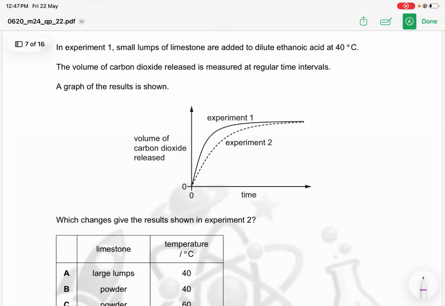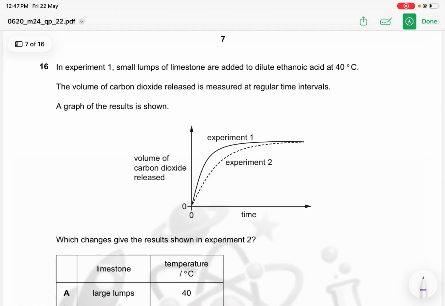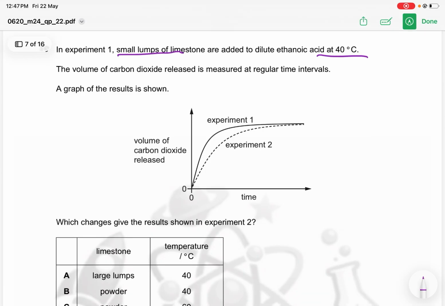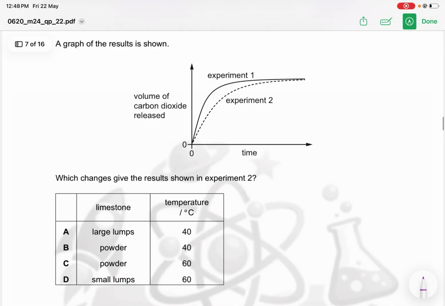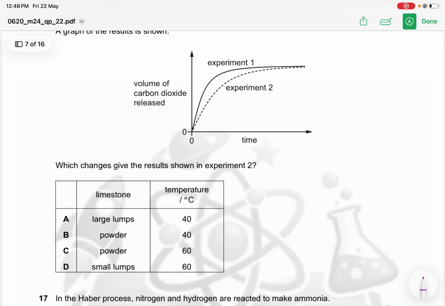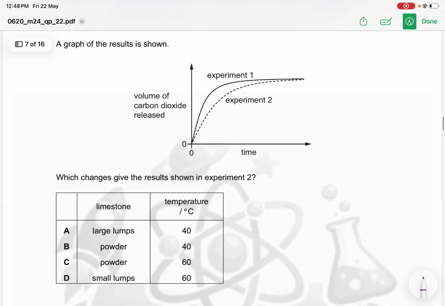Next. In experiment 1, small lumps of limestone are added to dilute ethanoic acid at 40 degrees Celsius. The volume of carbon dioxide released is measured at regular time intervals. A graph of the result is shown. So they have given us a graph of time versus volume of gas released. Which changes give the results shown in experiment 2?